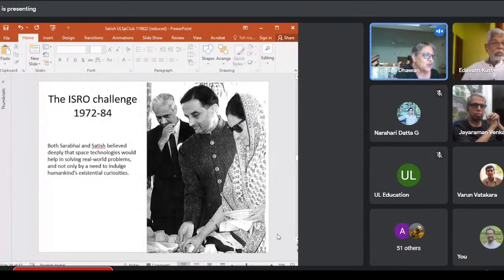Now, although life was very busy for my father during the early IISc years, Satish's appointment to ISRO catapulted him into a whirlwind of activity and expectations at a national level. These were set on the back of India's aspirations in space. Shown here, Satish with Mrs. Gandhi and the great Vikram Sarabhai.